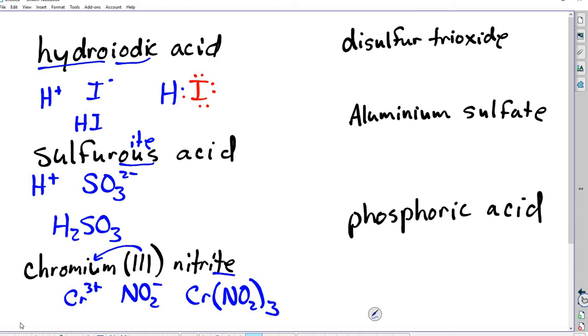All right, disulfur trioxide. The prefixes tell me how much of each one. S2O3, done.